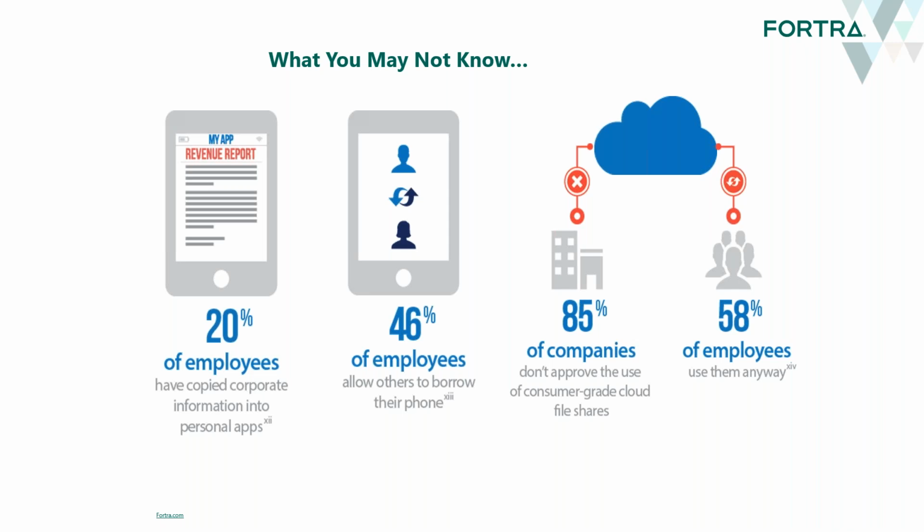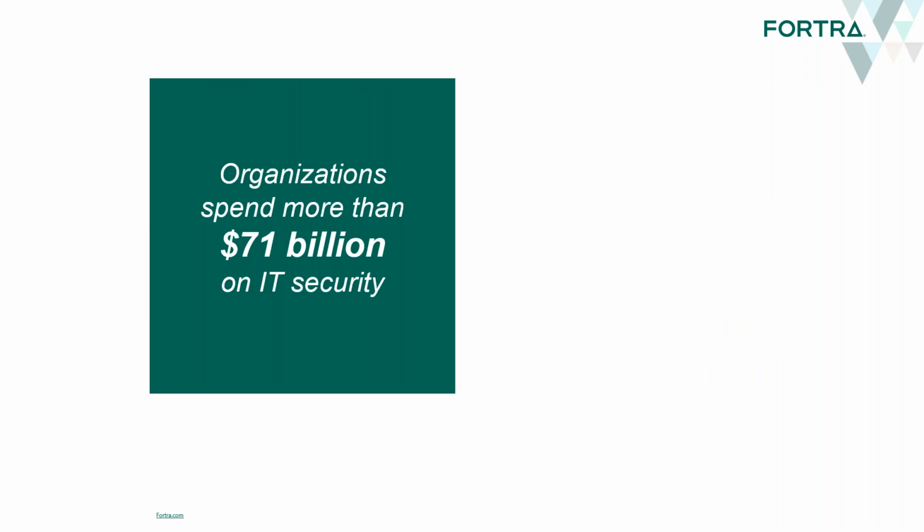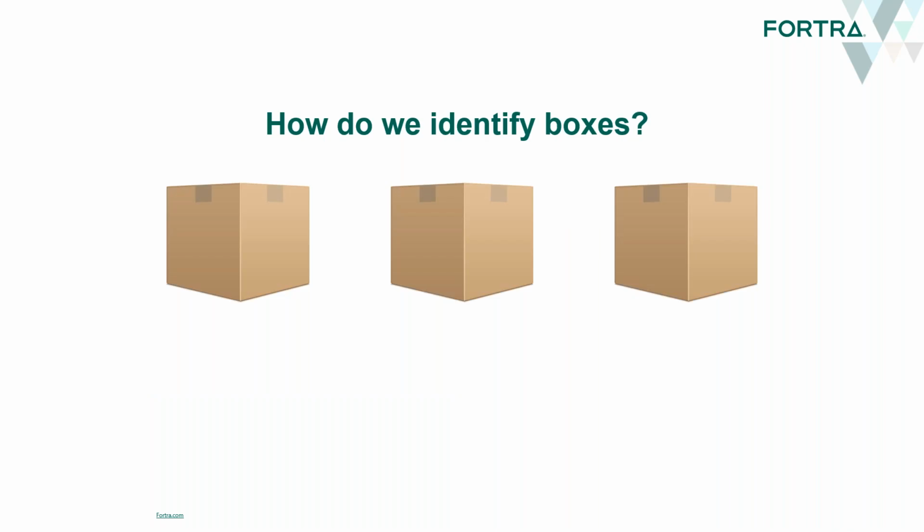So the point I'm trying to make here is data goes all over the place and it can leave your organization. And 84% of organizations have had staff-related incidents, and 81% through misuse of email. We sent something out. 49% involved loss or leak of confidential information. Well, that's a challenge because organizations, and this is probably an old slide, spend $71 billion on IT security, and 93% of organizations have been breached in one way, shape, or another. We're seeing that more and more in the news every day. There are some scary ones, I think, last week where personal information got left out.